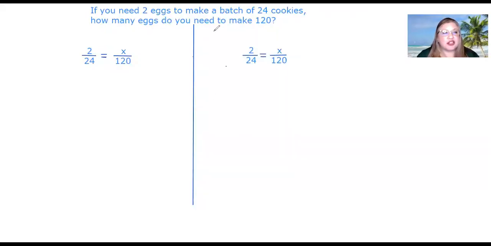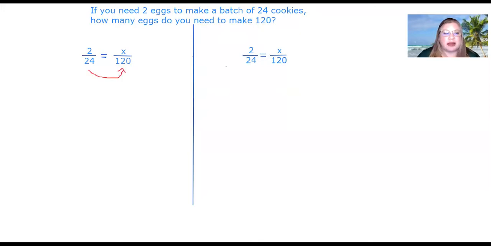We said you needed 2 eggs to make a batch of 24 cookies, and we asked how many you would need to make 120. I told you that it was best to set it up as fractions, so I've done that here in advance. There's a couple different ways I want to look at solving this. The first is just looking at the multiplication involved.